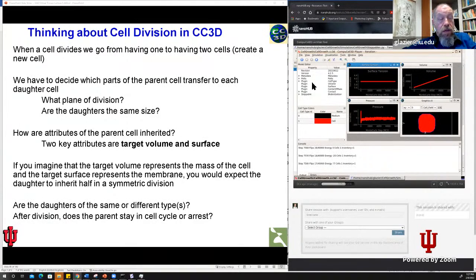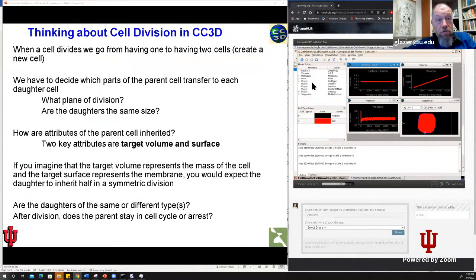Is the division symmetrical? So half of the cell volume goes to one cell and half to the other, or asymmetrical? Both of those things occur biologically. Is the division in a particular direction relative either to the external world or to the elongation of the cell? Very often cells divide along their long axis, but not always. The default in CompuCell is going to be that cells divide along a random plane, but we have to make a decision about that.